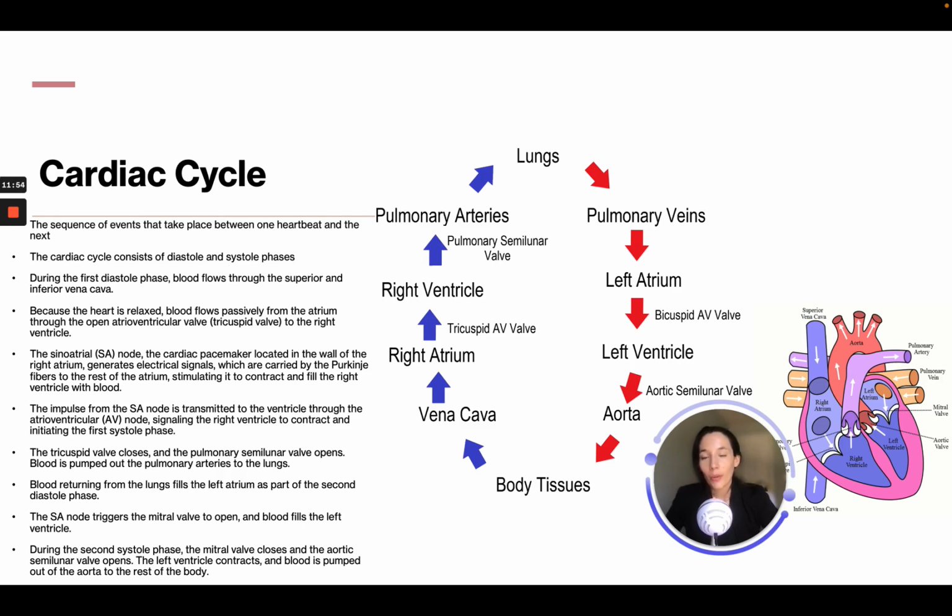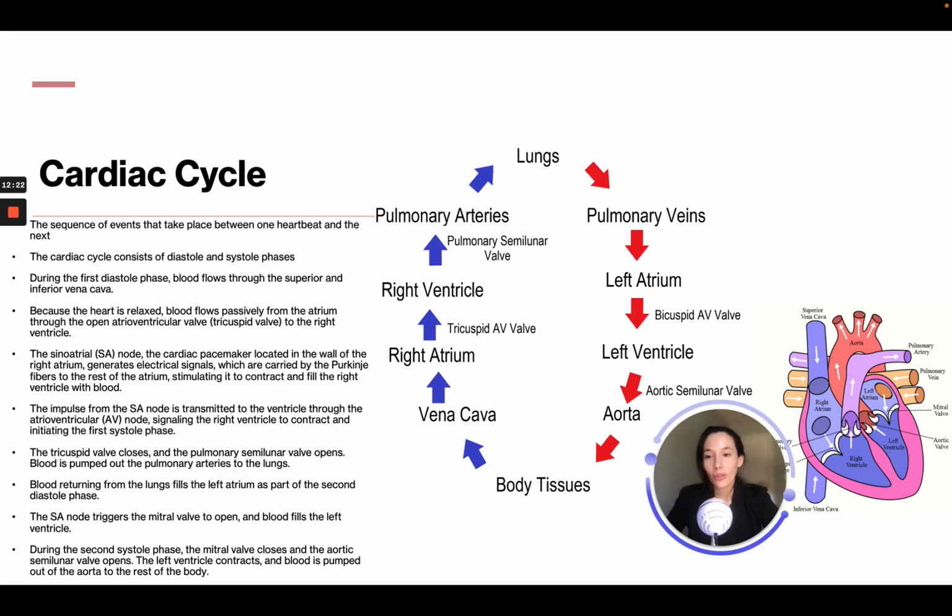The impulses from the SA node are transmitted to the ventricle through the atrioventricular, or AV node, signaling the right ventricle to contract and initiate the first systole phase. The tricuspid valve closes and the pulmonary semilunar valve opens, and blood is pumped out of the pulmonary arteries to the lungs. Blood returns from the lungs to fill the left atrium as part of the second diastole phase.